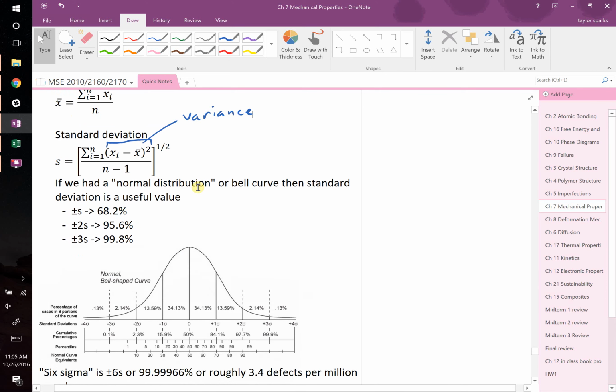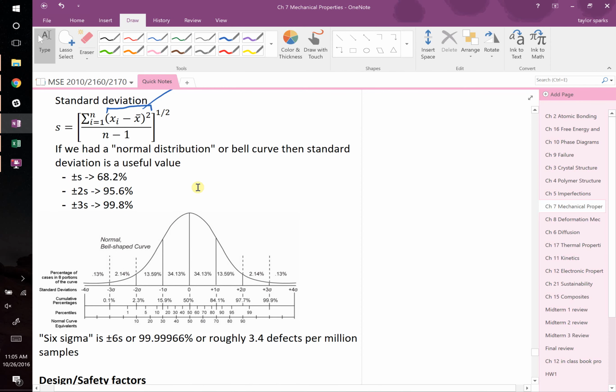So if you had a normal distribution or a bell curve, then a standard deviation can be a useful value because it tells you how much of your sample population lies within the standard deviation. For example, if this is your average value right here, then within plus or minus 1 standard deviation, we know that encompasses 34.13% times 2, so 68.2% of your total sample population lies within 1 standard deviation.